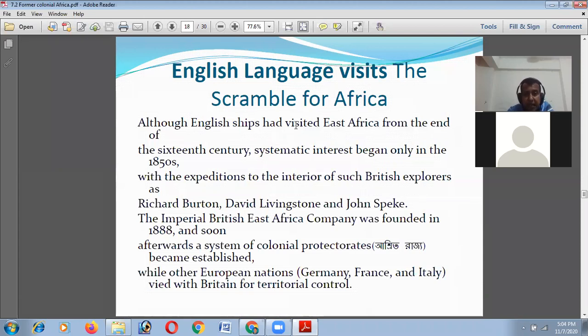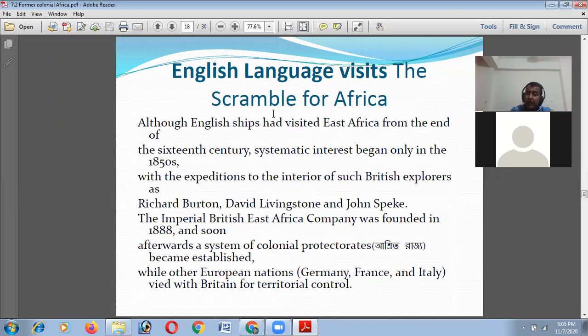Although English ships had visited East Africa from the end of the 16th century, systematic interest began only in the 1850s with the expeditions of such British explorers as Richard Burton, David Livingstone, and John Speke. The Imperial British East Africa Company was founded in 1888, and soon afterward a system of colonial protectorate became established, while other European nations, Germany, France, and Italy, vied with Britain for territorial control.